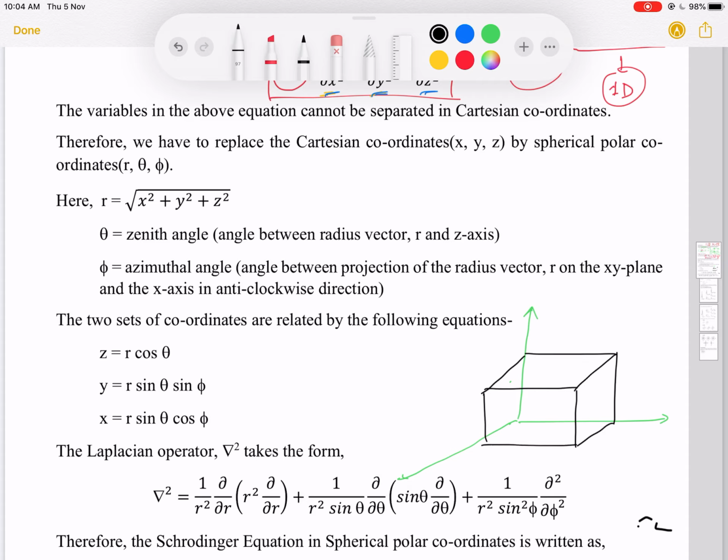Like this. Okay, and this is the point P, and it has the coordinates x, y and z. So this is your z axis, this is your y axis, this is your x axis, and we have drawn a line from the origin to the point P.